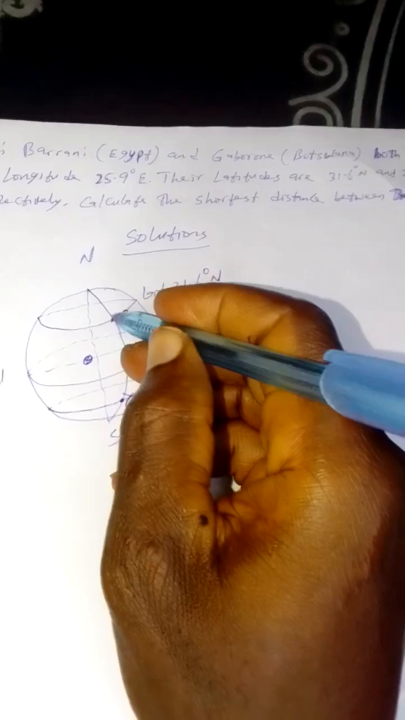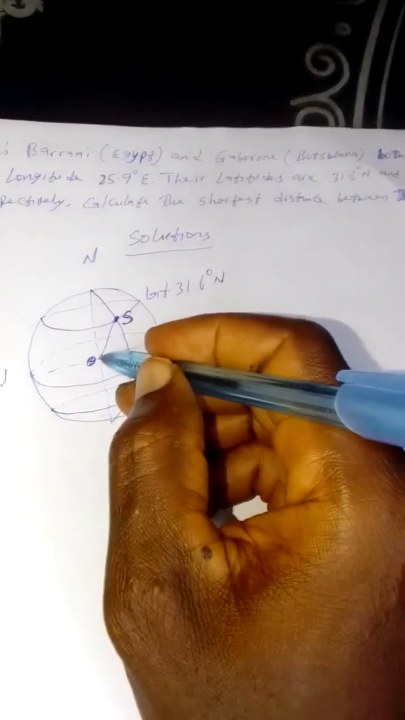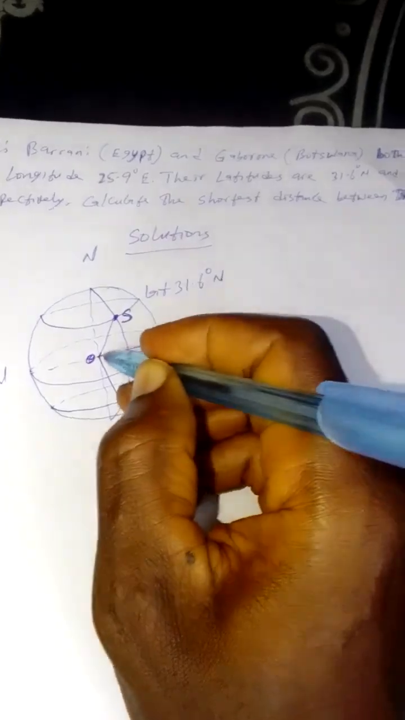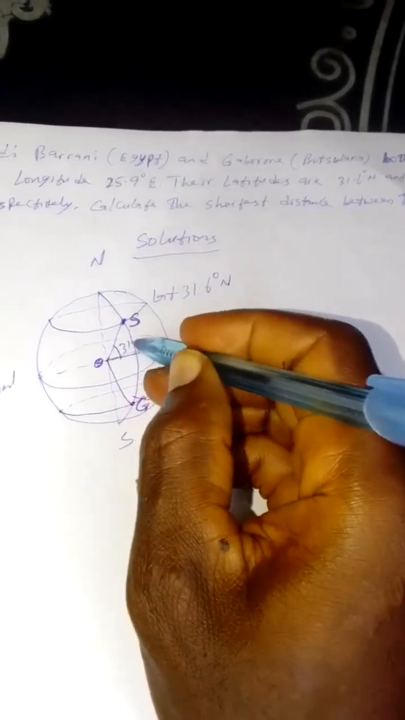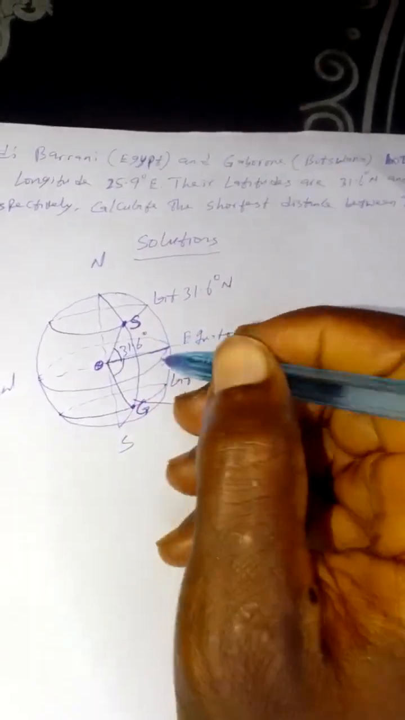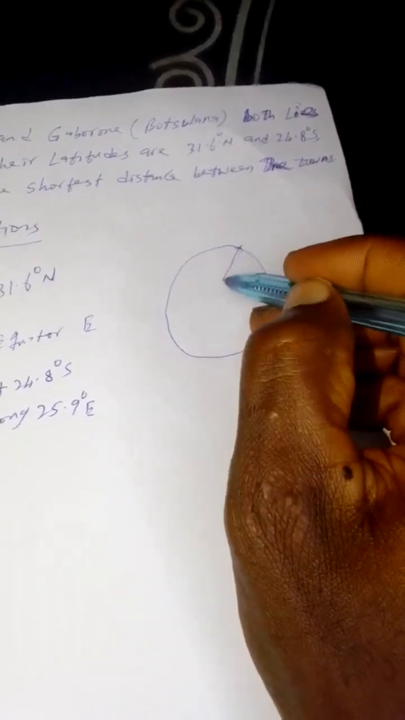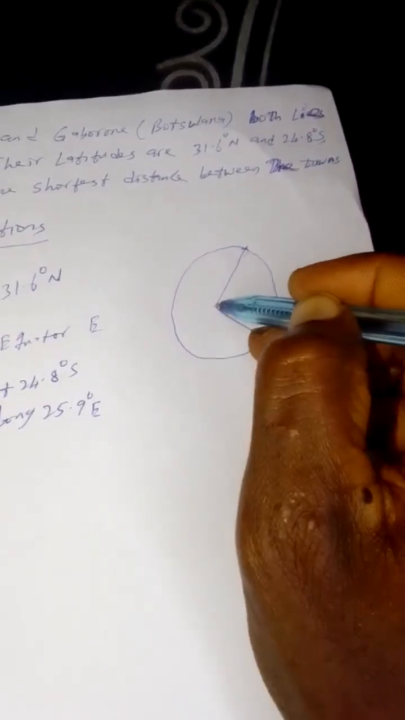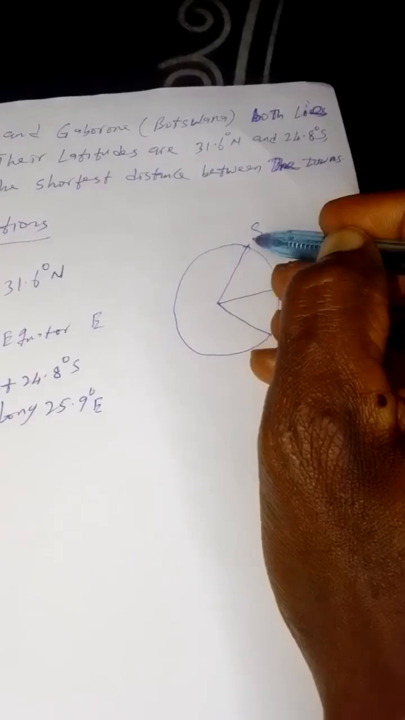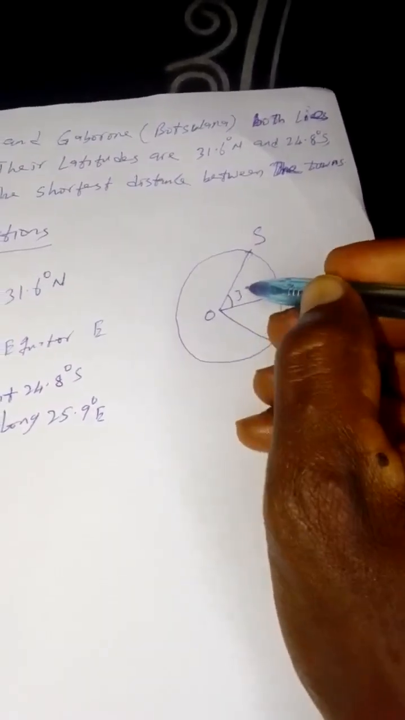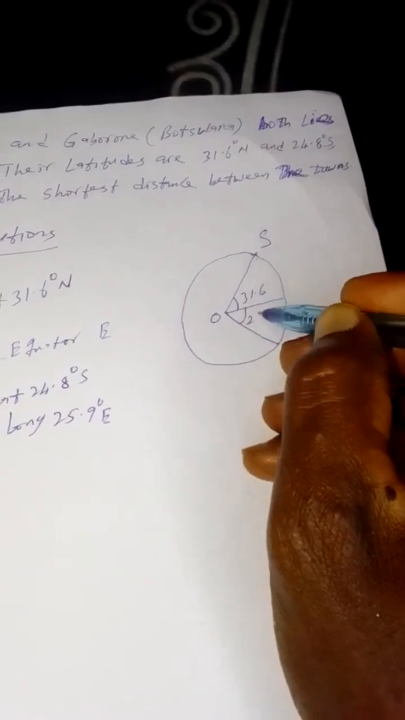And don't forget this is 0, our center. So here to here is 31.6 degrees, and here to here is 24.8 degrees. For the layman, we have something like this: this is S, this is 0, and this is G. This is 31.6, and this is 24.8.